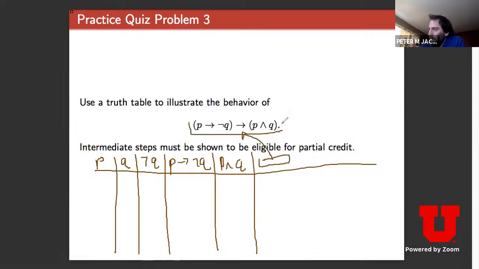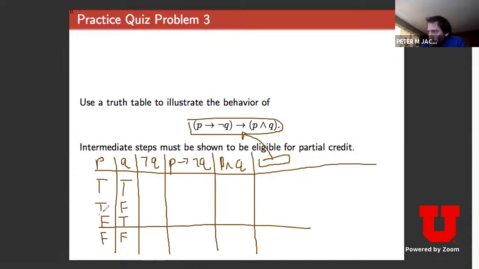Okay, so then we have to investigate the behavior of the statement under all conditions. So the 4 different conditions that we can have are that P is true and Q is true, that P is true and Q is false, that P is false and Q is true, and that P is false and Q is false. All right, now you can go ahead and work out what the rest of this truth table would be. So we'll take a couple minutes to do that.